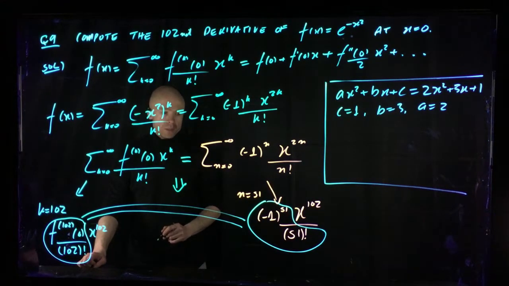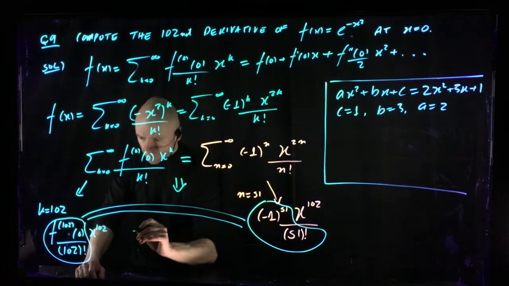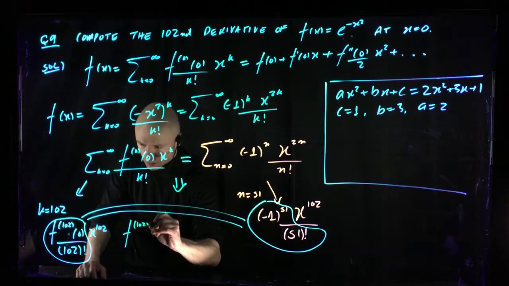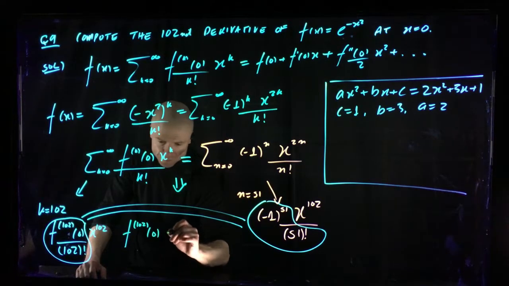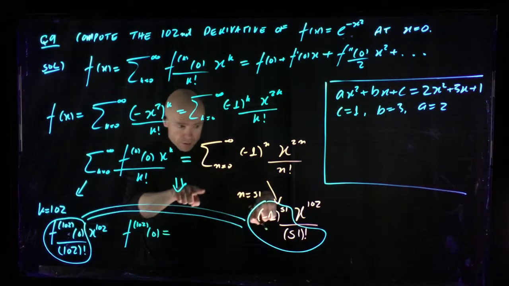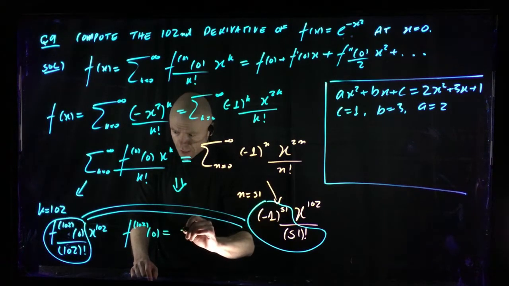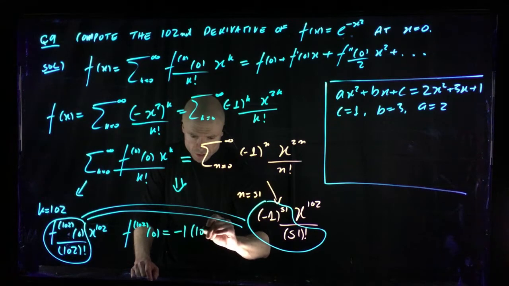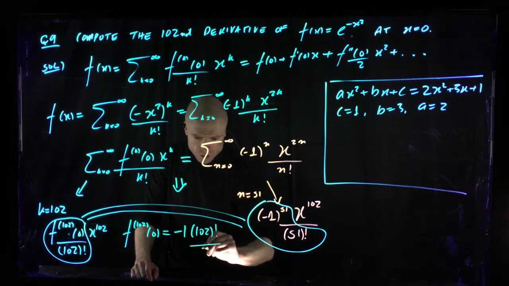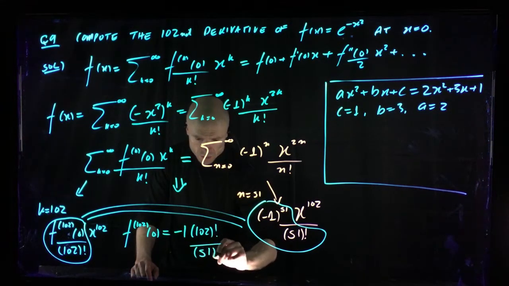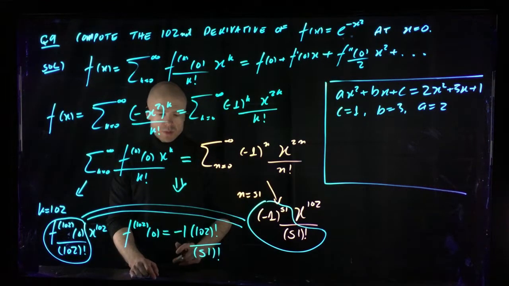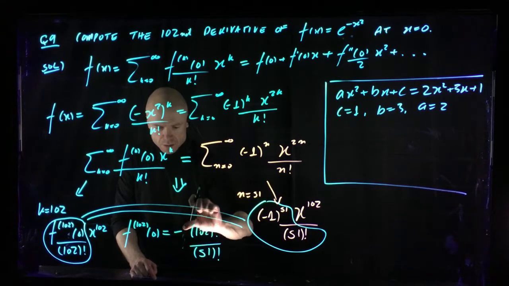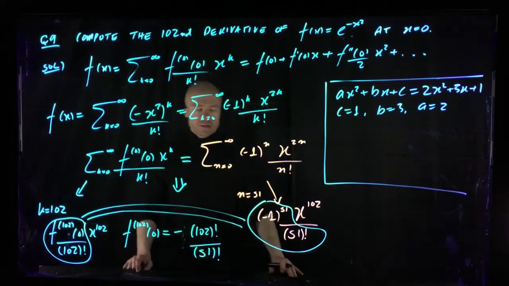Okay? So in particular, that means that, let's just write it again, f of 102 at 0, and if we multiply on the other side, this is just minus 1, so minus 1, 102 factorial over 51 factorial. Right? So this has to be the case, right?